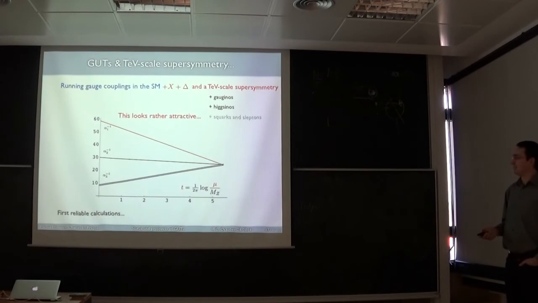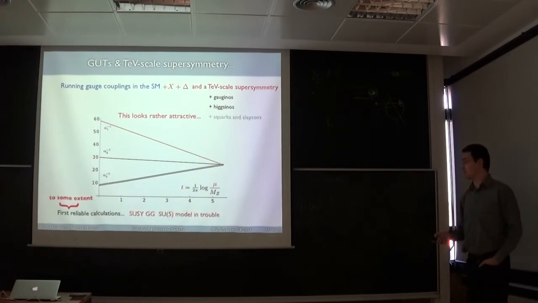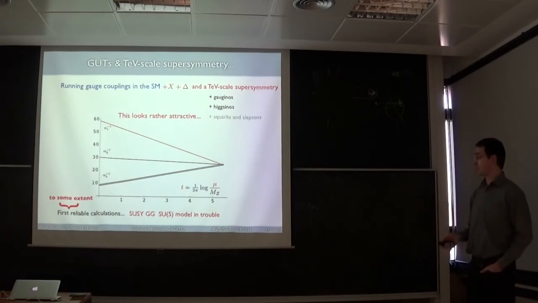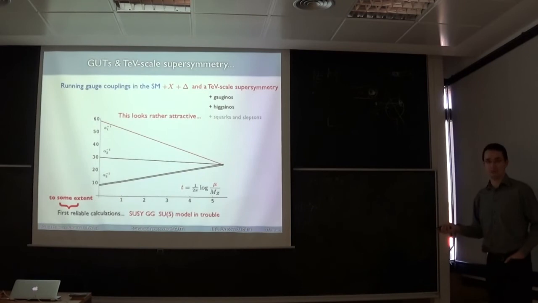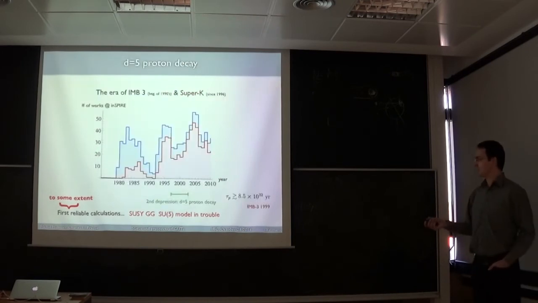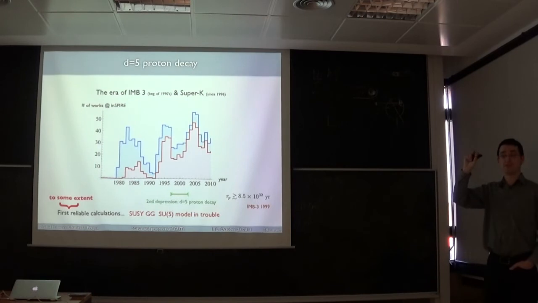It looks rather attractive, and in those days one could see the first, to some extent, reliable calculations of proton lifetime in the supersymmetrized versions of the SU5 model. Unfortunately, even this simple SUSY SU5, although it was pretty consistent with the gauge unification, was in trouble with proton decay, because there is a huge correlation between the flavor structure of the effective dimension 6 operator and the masses of quarks and leptons.